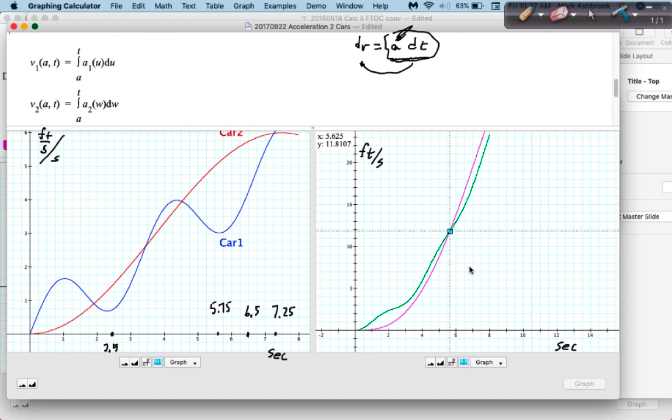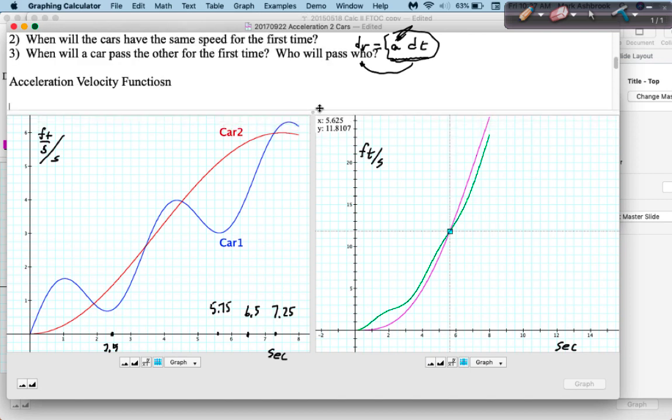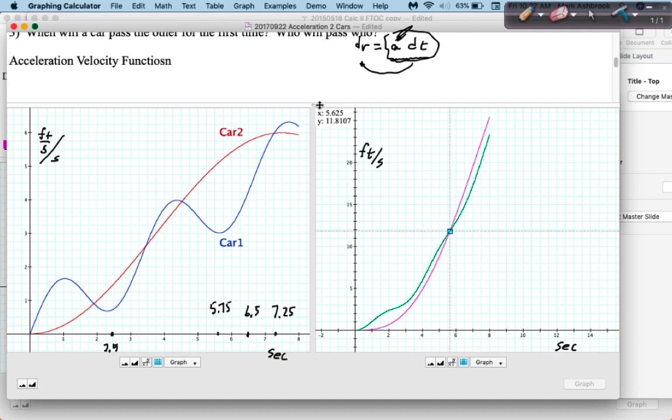So the question is, car 2's speed is faster now. Will car 2 ever catch back up to car 1? Yes or no? Will car 2 ever reach car 1, or pass it? Will car 2 reach the same displacement as car 1 and pass car 1 or not?